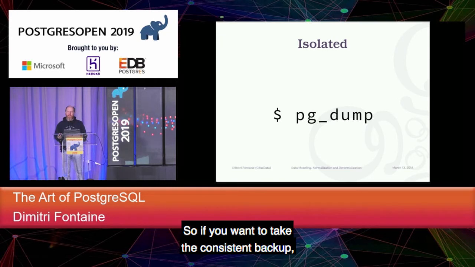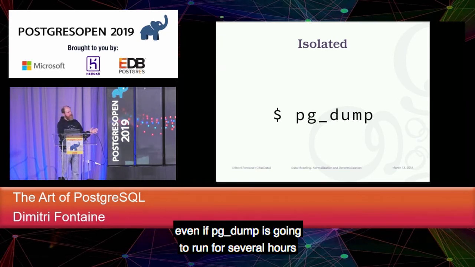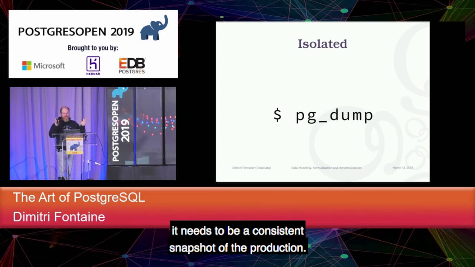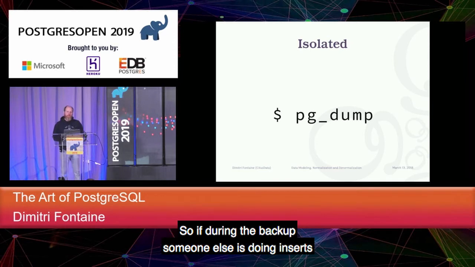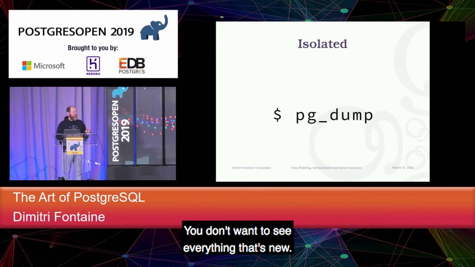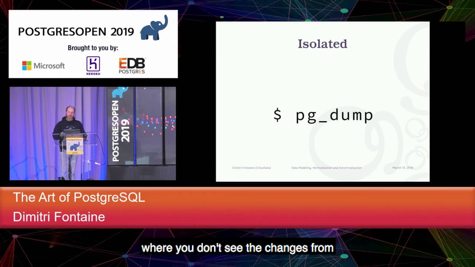So if you want to take a consistent backup, for example, you need to make it so that even if pg_dump is going to run for several hours because you have terabytes of data, it needs to be a consistent snapshot of the production, right? So if during the backup, someone else is doing inserts and updates and something else, you don't want those to be in the backup because you want something consistent. You want a snapshot that doesn't move. You don't want to see everything that's new. So pg_dump will typically use an isolation mode where you don't see the changes from the other transactions.